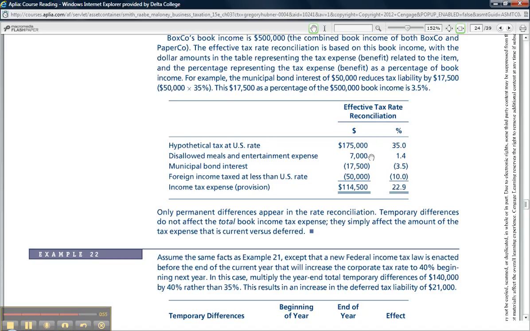You have disallowed meals and entertainment that would add to the total provision, but then you have municipal bond interest that isn't taxable. That's going to reduce what your provision ends up being. And then you have foreign income that is taxed at a lot lower rate. Remember that Irish income is taxed at 10% instead of 35%. So that is reducing your total tax provision a lot.